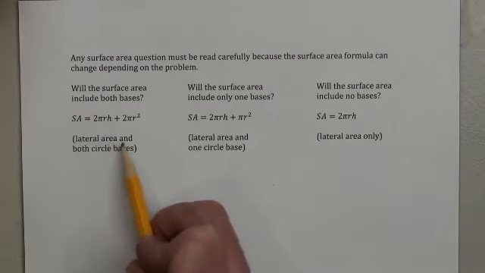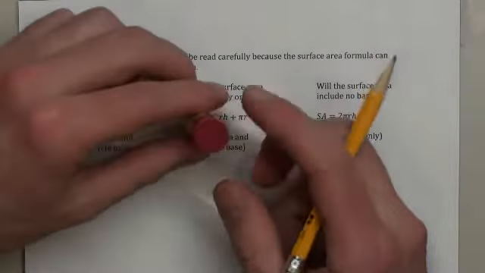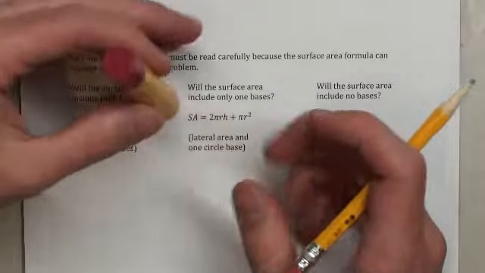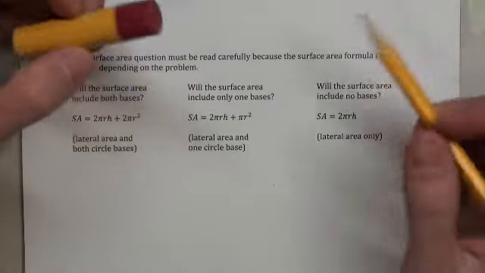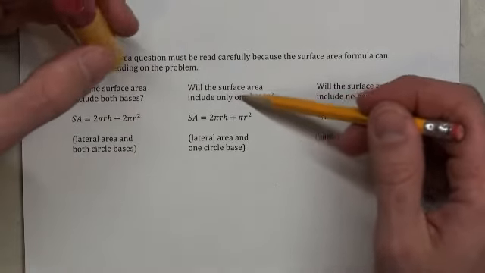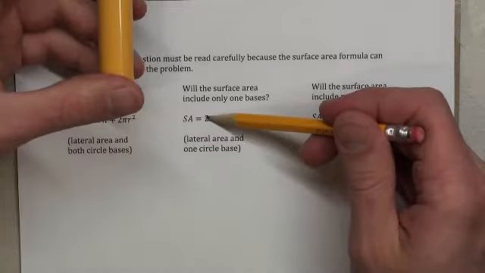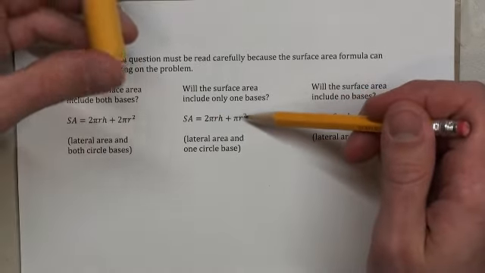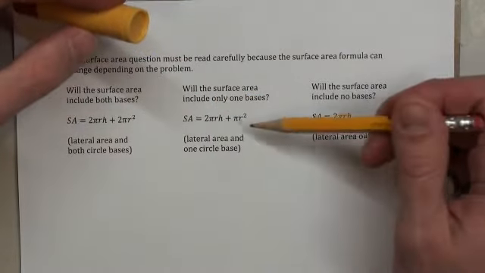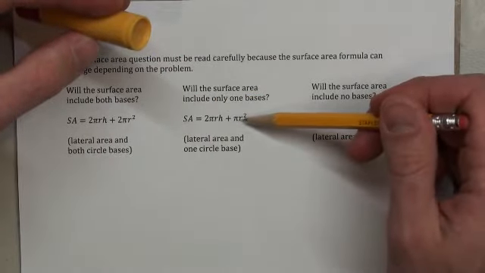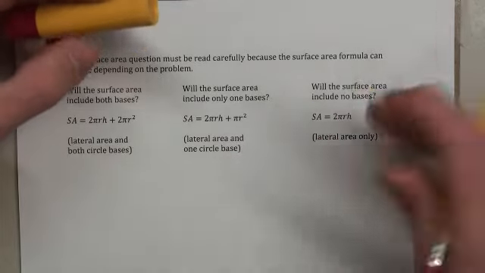It has a lateral area and it has both circle bases. But there might be a case when there's no top, like if you had a can and the can was open on top, right? So in that case, the surface area would include only one base. So we would still have the lateral area, 2 pi RH, but we would only have the bottom circle area. So only 1 pi r squared would be there. So that would be for the lateral area and one circle base.